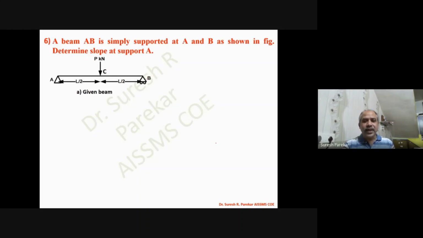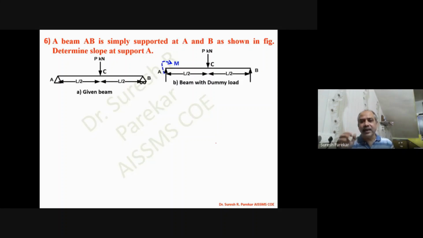So here we are interested to determine the slope at support A. And we have already discussed, when I require slope, I have to apply moment M. And when I require displacement, I have to apply a dummy load over there, if a variable load is not available. So now we have to go for a dummy moment at A. Now we have applied it clockwise. If the value gets plus, then that will be clockwise. Otherwise, it will be anti-clockwise.